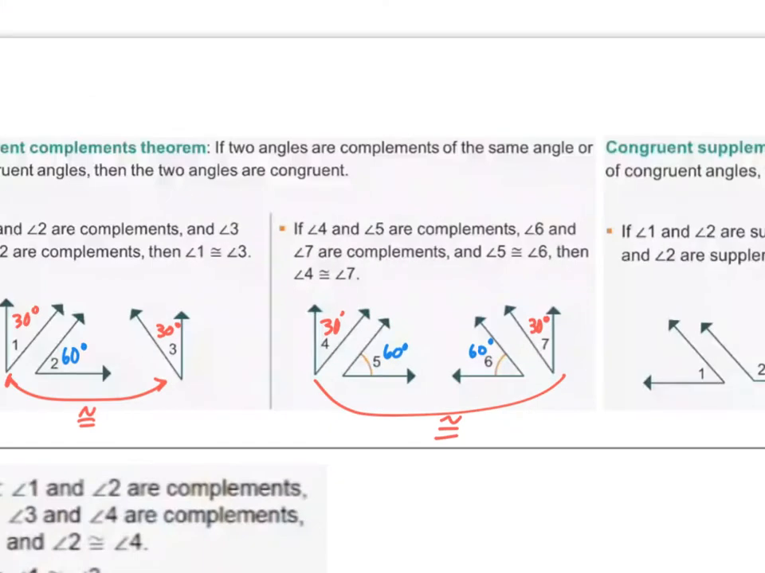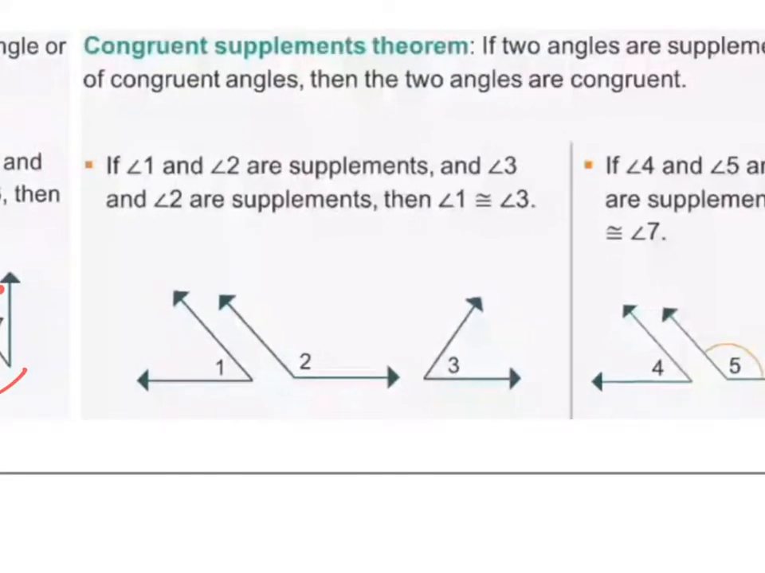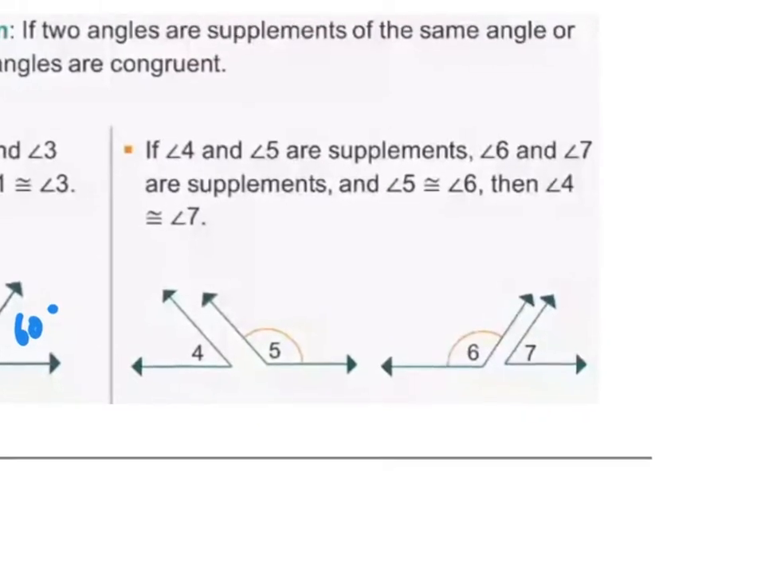Same thing can be said about supplements. If angle 1 and angle 2 are supplementary, and angle 3 and angle 2 are also supplementary, then angle 1 has to be congruent to angle 3. Let's call this 120 degrees. In order for these to be supplementary, they have to add up to 180. So I'm going to call this 60 degrees and this 60 degrees. So if these two are supplementary and these two are supplementary, then angle 1 and angle 3 are congruent.